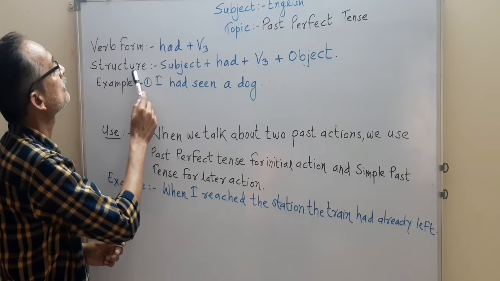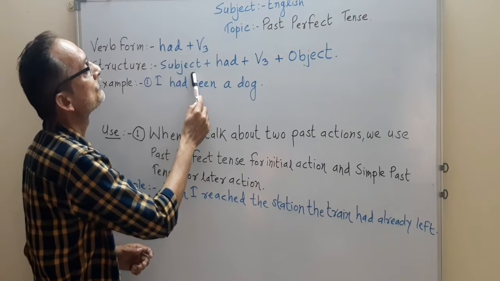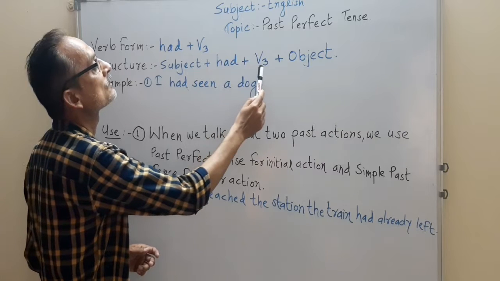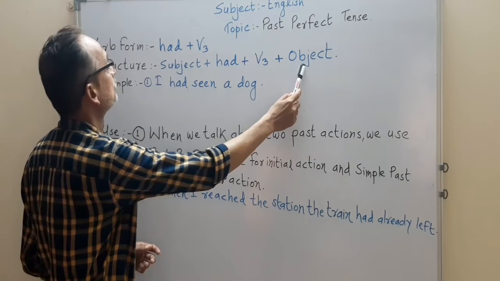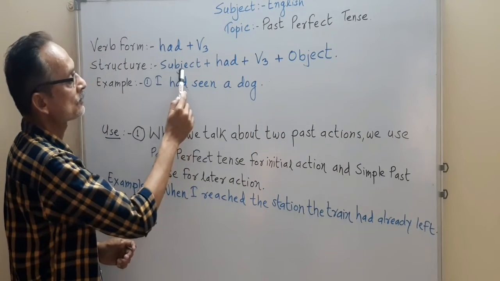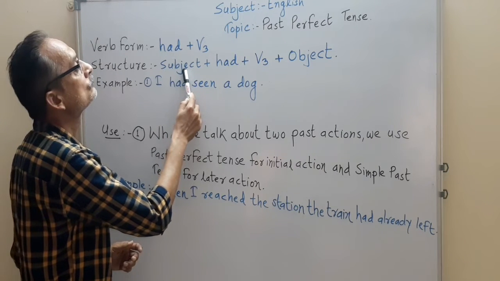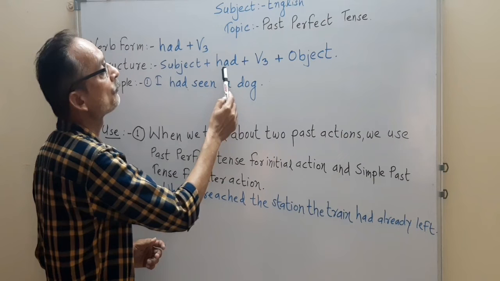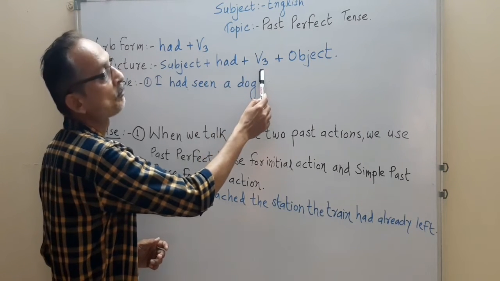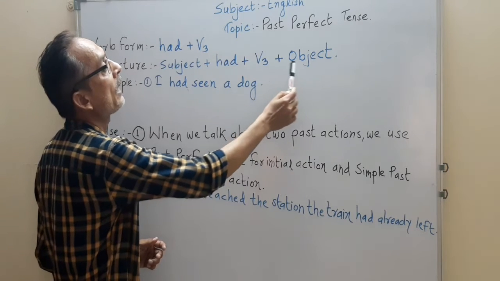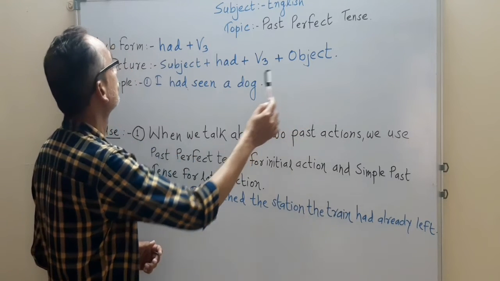Then we see the structure of past perfect tense: subject plus had plus V3 of the main verb plus object. Here we use subject, we know. For subject we use noun and pronoun. Then in verb form we use had, which is the verb in past tense, and the past participle of the main verb, and as object we can use noun as well as pronoun.